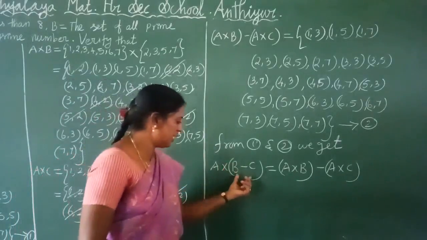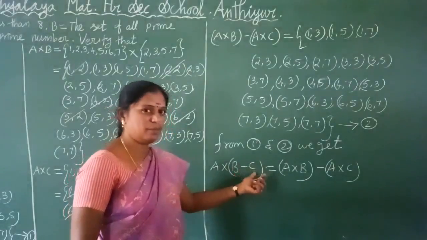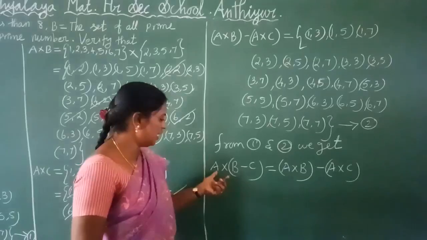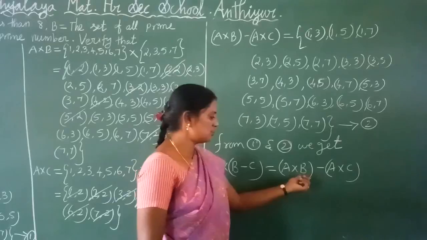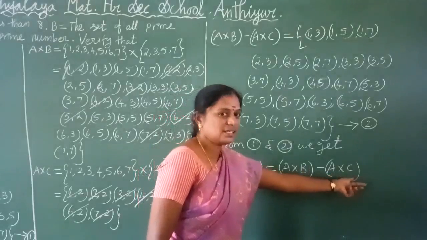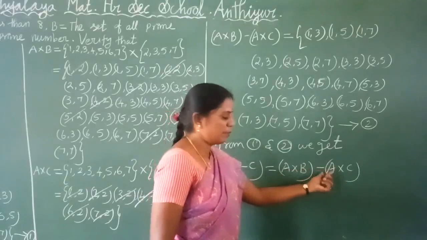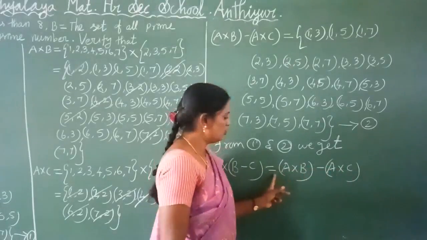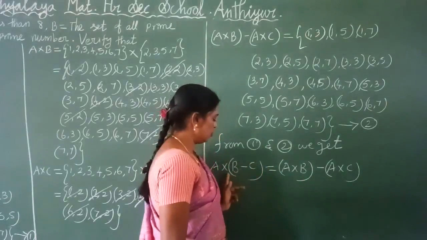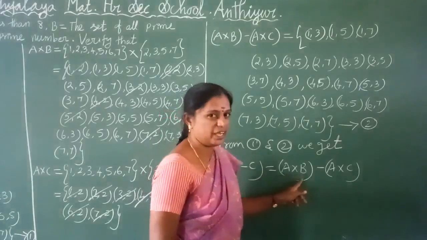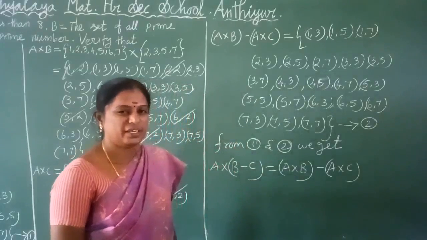First you find this bracket B minus C. Minus means the elements belonging to B but not to C. And find A cross B minus C. That is the LHS answer. Next find A cross B, and find A cross C, and the elements belonging to A cross B minus A cross C. So we check both. Are they equal or not? Here they are equal. Therefore A cross B minus C equals A cross B minus A cross C. Hence verified. The remaining sums are homework.